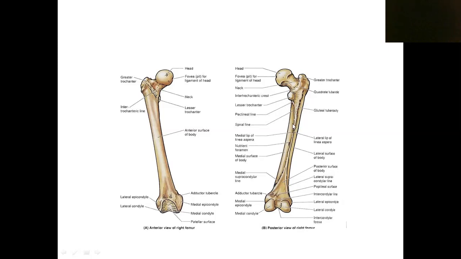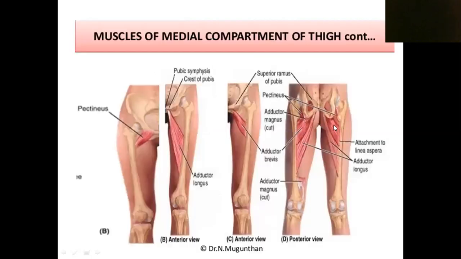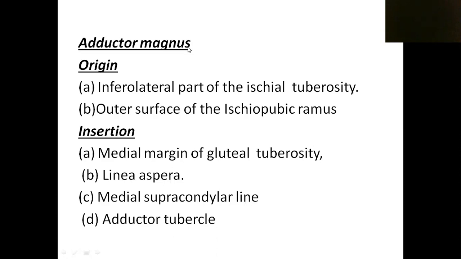That is the brevis. Now we'll see this muscle. This is the adductor brevis. It arises from the body of the pubis and the ischiopubic ramus. From there it runs downward and laterally and is inserted to the spiral line of the femur. The origin and insertion of adductor brevis are also clear.